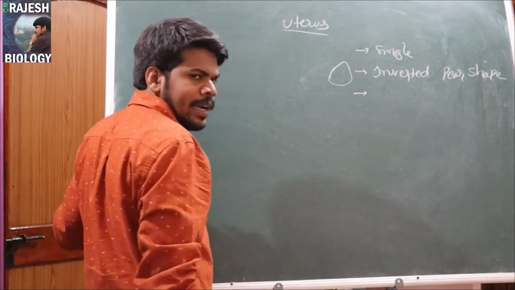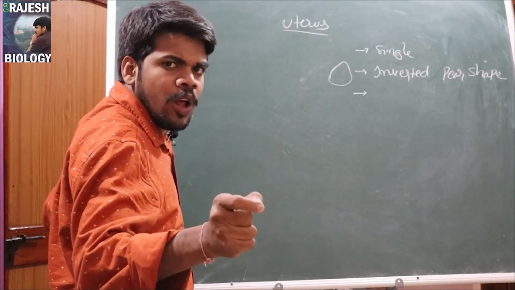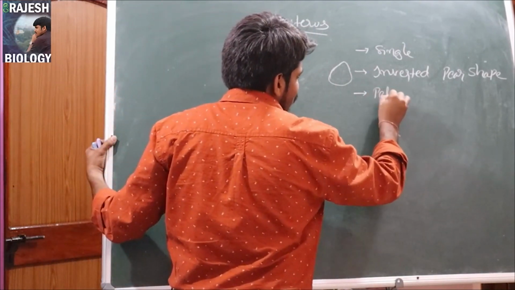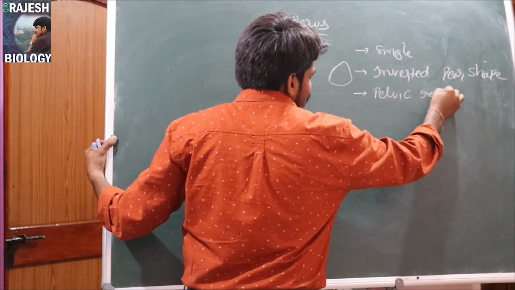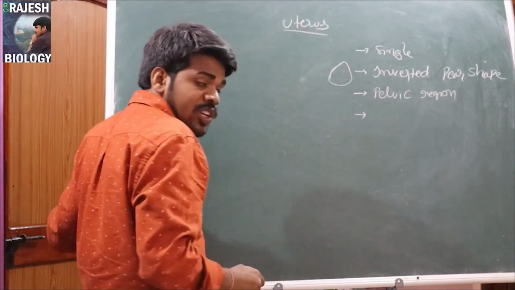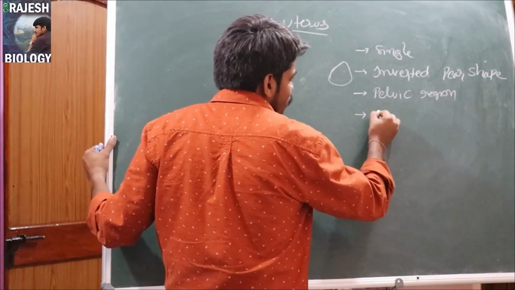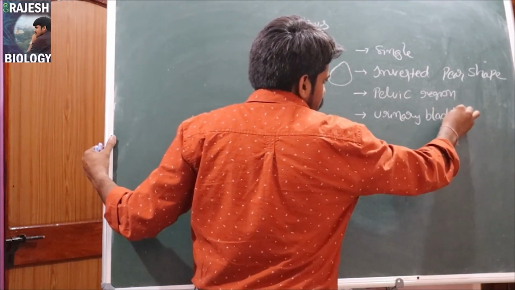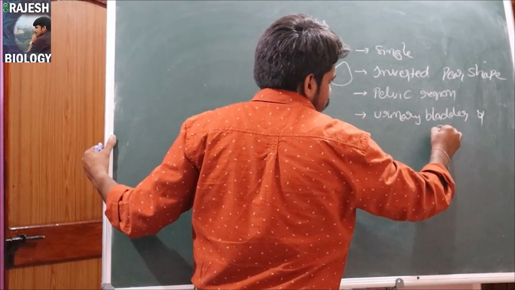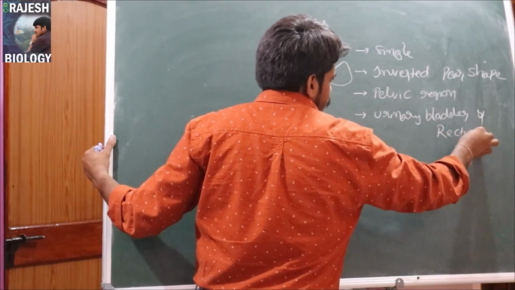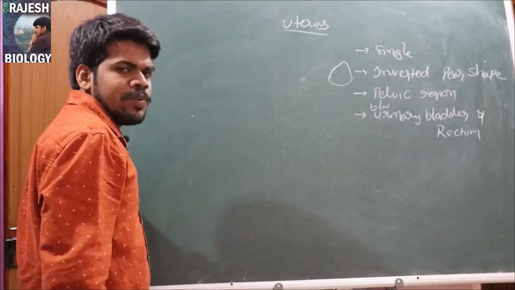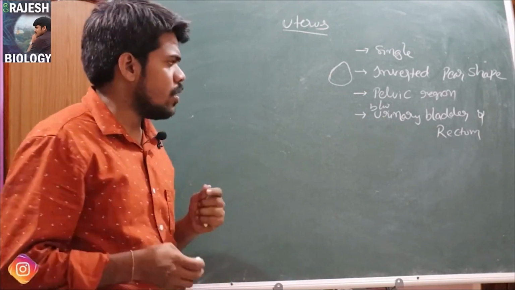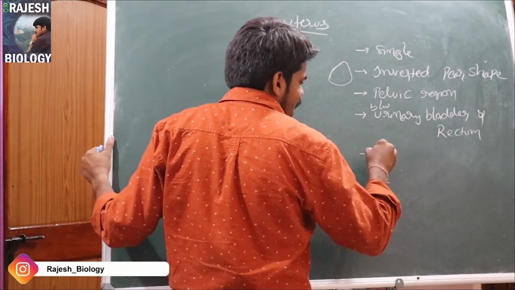Where is it located? As you already know, all the reproductive organs are present in the pelvic region. In the pelvic region, it is located between the urinary bladder and rectum. It is an inverted pear-shaped structure, and it is highly vascular.